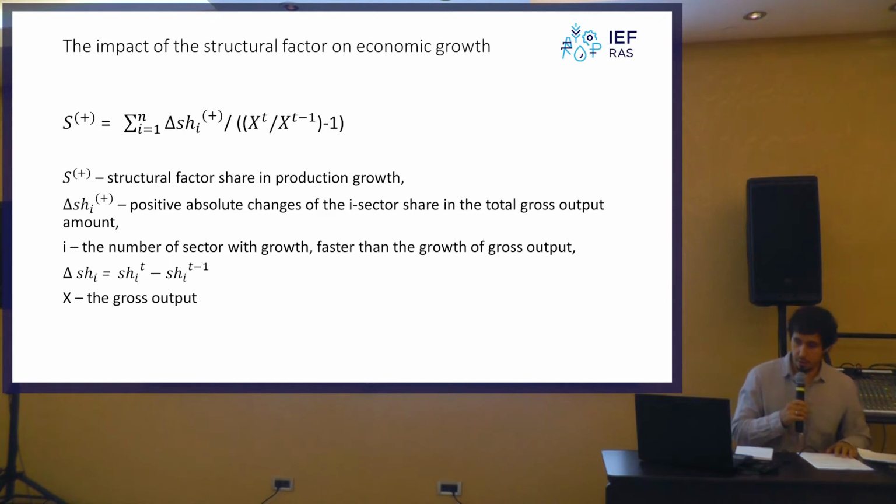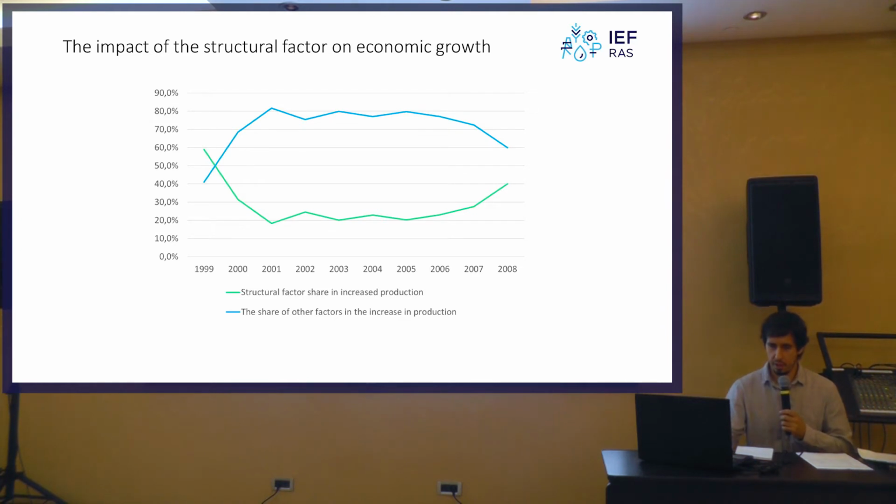We propose to calculate the contribution of the structural factor to economic growth using this formula. Here, the S with plus is the structural factor share in production, and delta share in sector i is the positive absolute changes of the sector's share in the gross output. And it is important that i is the number of sectors with growth faster than the growth of gross output.